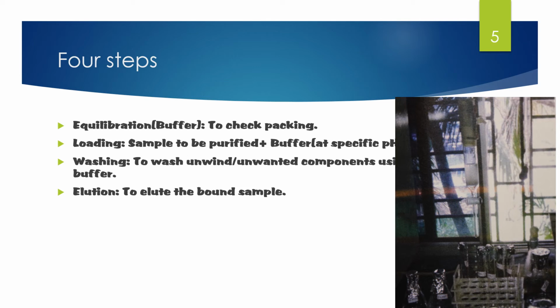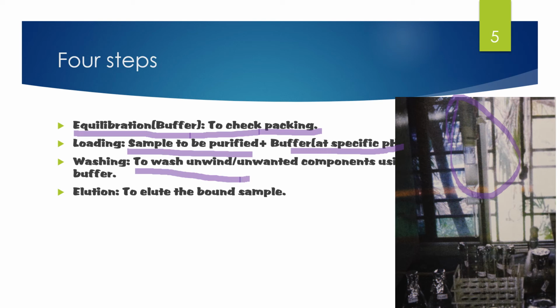There are 4 steps. Equilibration, that is buffer to check packing, that is, if this is the column, equilibration means to check the packing of the resins. Loading, sample to be purified plus the buffer at specific pH. Washing, to wash the unwanted components using buffer. Elution, to elute the bound sample. So these are the 4 steps.